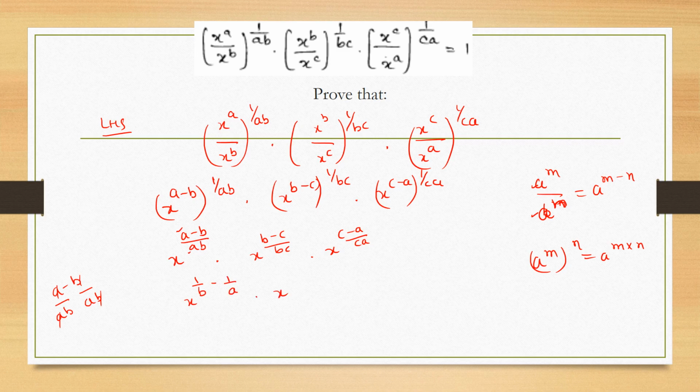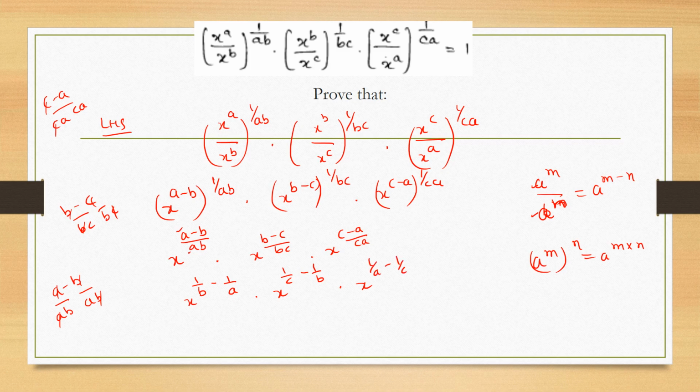Then here b will be cancelled. So 1 by c minus 1 by b, as we have b minus c upon bc. Correct? Again, c minus a by ca, ca is with both of them. So 1 by a minus 1 by c.